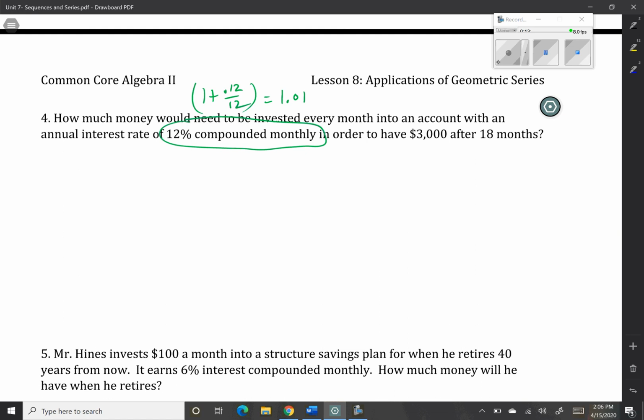Now, the difference here is I don't know what the first value is. That first monthly payment is the monthly payment. So if I figure out what the first value is, I'll know how much every month is being invested here. But I do, however, know the sum. I know the sum of the series after 18 months. So I know S sub 18. So I could say 3,000 is equal to, I don't know the first value, I'll just make it A instead of A sub 1, times the rate to the 18th power, all divided by 1 minus this rate.